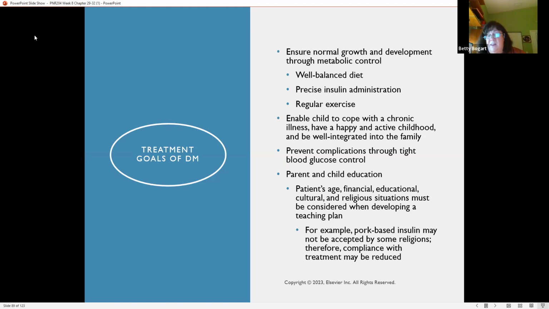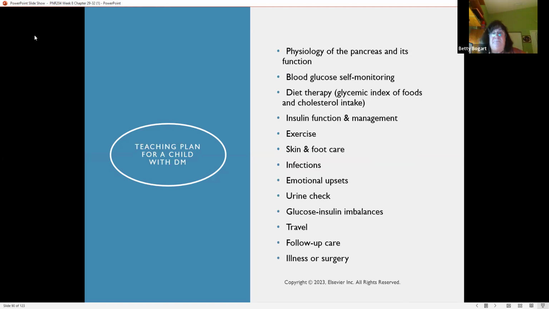It would be against their religion to take it. Make sure they're monitoring their glucose. They know how to do their food groups and their diet. If they're on a pump, they know how to use it. Kids do well with all those pumps.